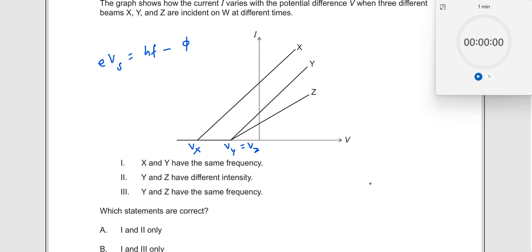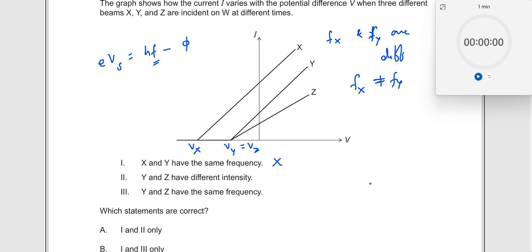Okay, so when you have something like this, now when phi is not changing and this is changing, then who is the culprit here? h should not change, f should change, right? Which means this fx and fy are different. Let us see, do X and Y have the same frequency? No. So fx is not equal to fy, right? So therefore X and Y have the same frequency, incorrect.